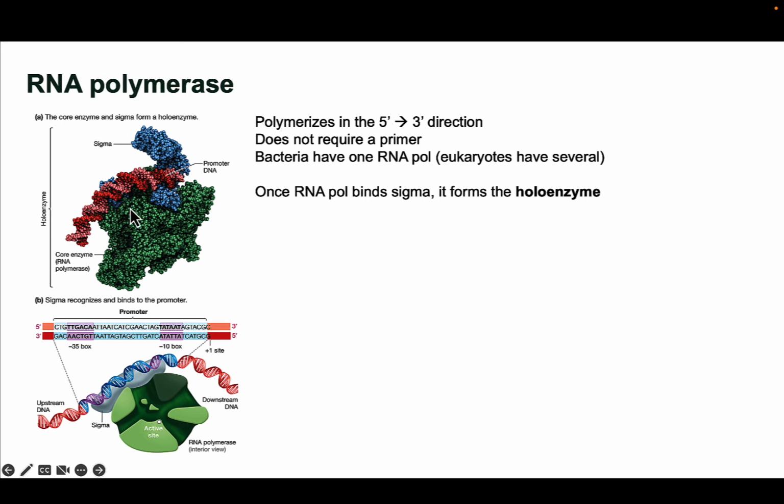So RNA polymerase is shown here in green. This is also called the core enzyme. And before RNA polymerase can initiate transcription, it has to bind to this other element called sigma. This is another protein. This is shown in blue. And when these two bind together, we call this the holoenzyme, literally translated as a whole enzyme. And what sigma does is it binds to the promoter sequences.